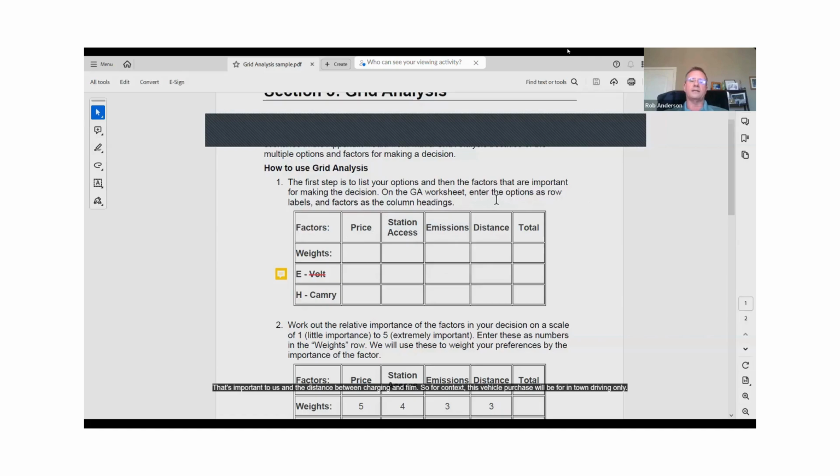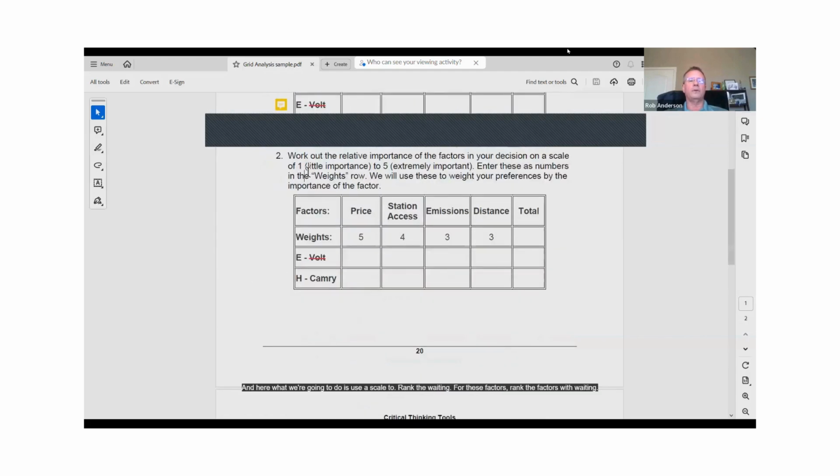So for context, this vehicle purchase will be for in-town driving only. We're not going to go across country. So that will make a difference in terms of the distance issue. And the second row is a row for the weighting. So now that we've completed step 1, let's go down to step 2.